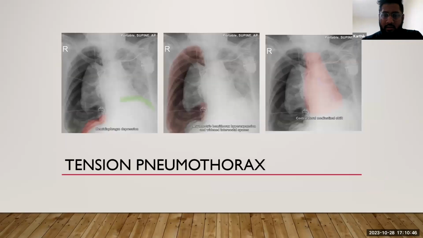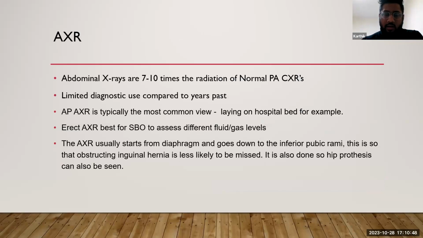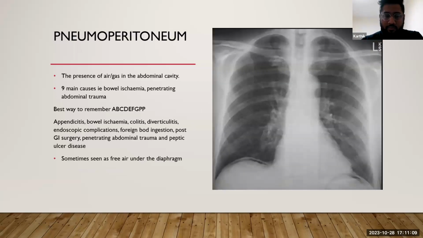There are 9 main causes of pneumoperitoneum, and I think the best way to remember them is going A to G, and then there's 2 P's. So it's appendicitis, bowel ischemia, colitis, diverticulitis, endoscopic complications, so that's complications from endoscopic procedures. There's also foreign body ingestion, after GI surgery, penetrating blunt trauma, or peptic ulcer disease. And as you can see here, some free air under the diaphragm.